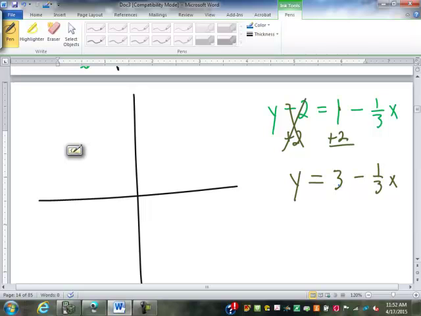So now here, the 3 is our starting point. 1, 2, 3 right there. And from that -1/3, we're going to go down 1. So we're going to rise -1 and then still run 3 in the positive direction. So there's our line, with a y-intercept of 3 and a slope of negative 1/3.